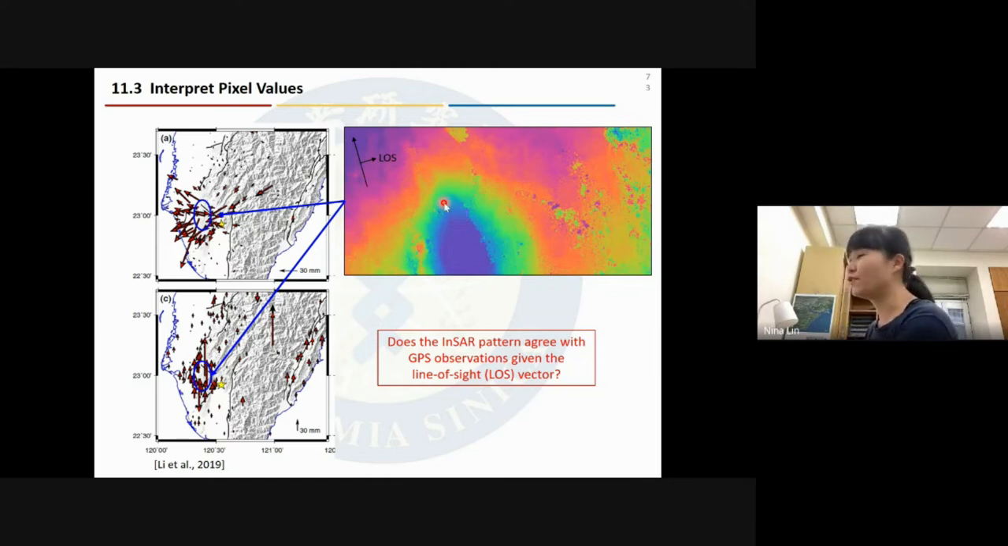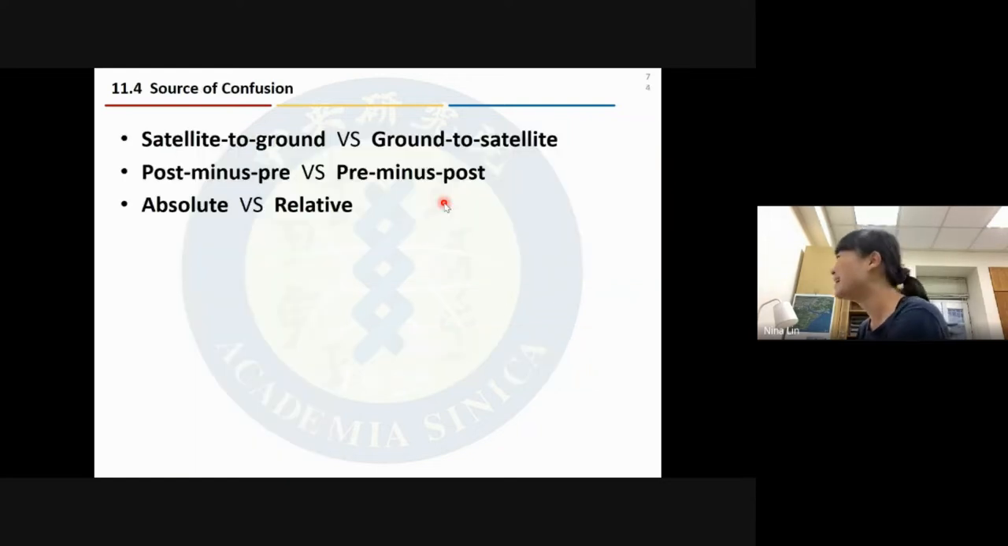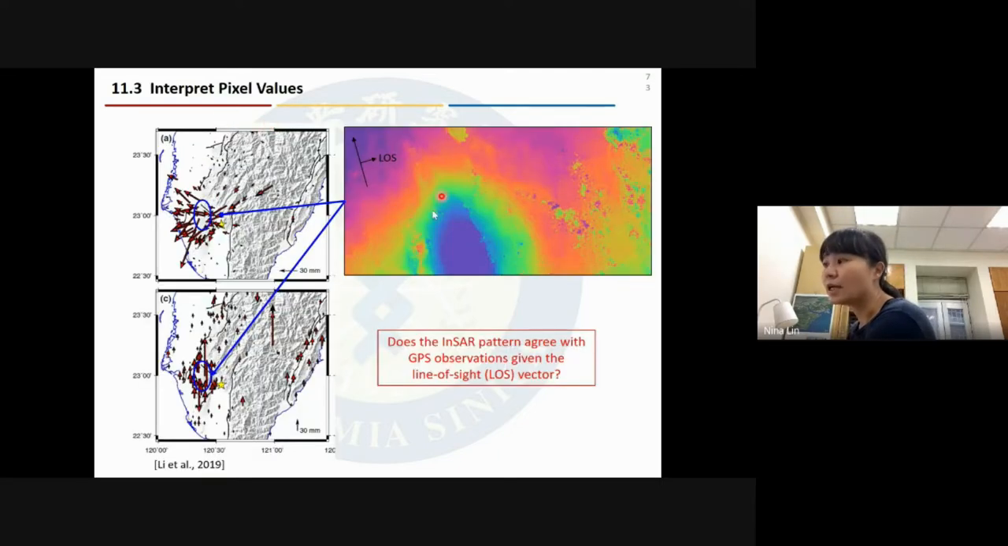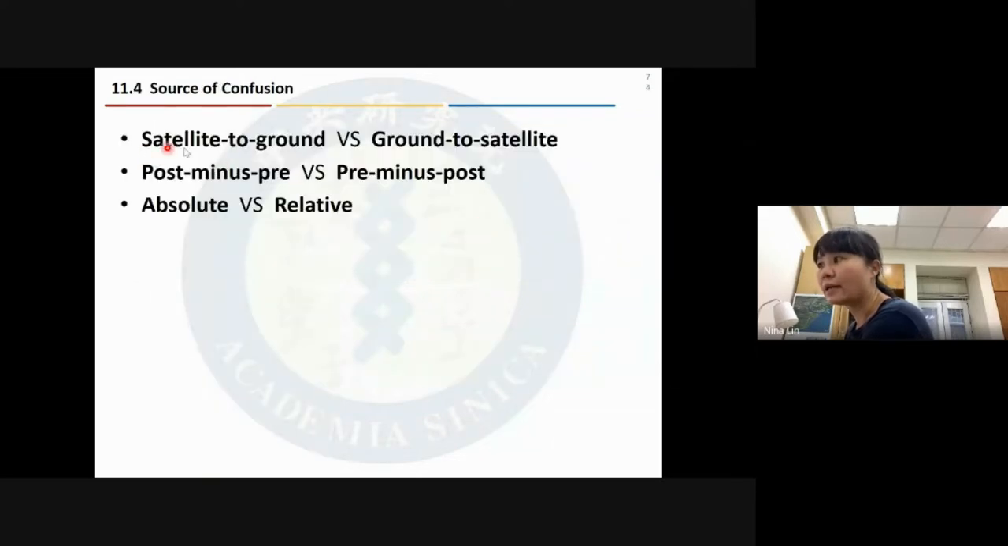Okay, there are actually a few factors which can be very, very confusing. So I'm listing three factors that will impact the interpretation of the InSAR that you obtained. The first one is whether this unwrapped interferogram you obtained is in a satellite-to-ground reference frame or a ground-to-satellite reference frame. And you may ask, how am I supposed to know?